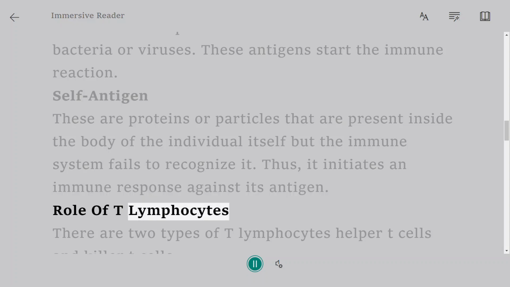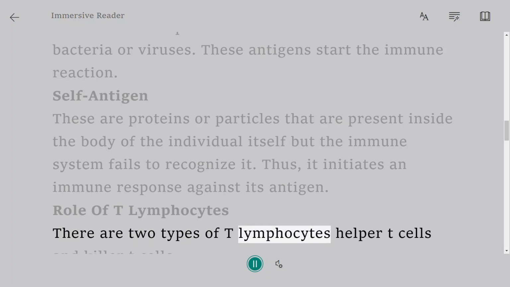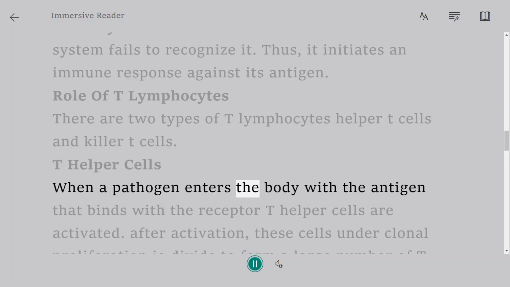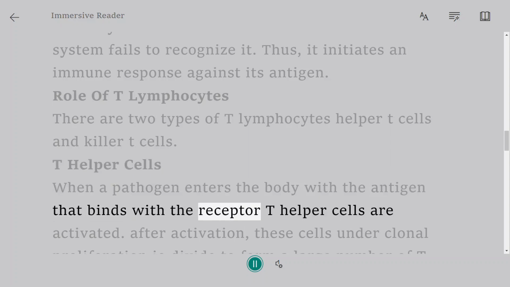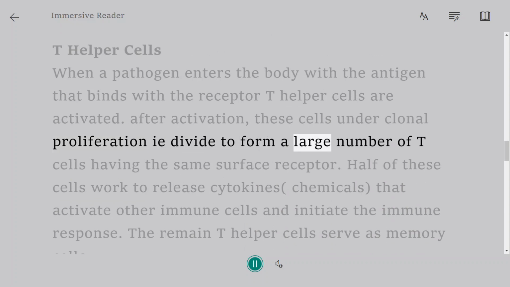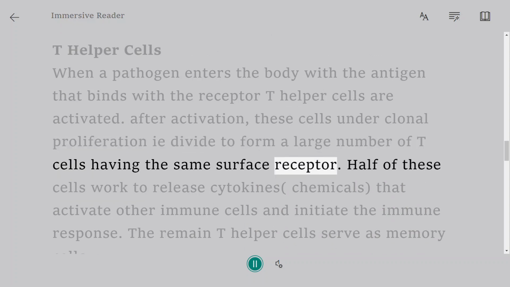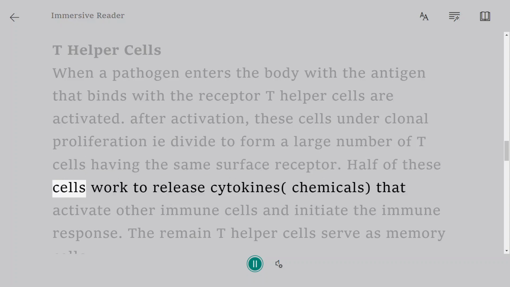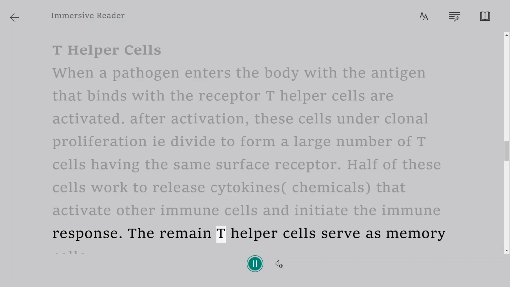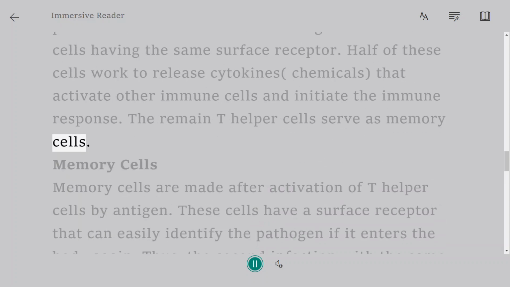Role of T lymphocytes. There are two types of T lymphocytes: helper T cells and killer T cells. T helper cells. When a pathogen enters the body with an antigen that binds with the receptor, T helper cells are activated. After activation, these cells undergo clonal proliferation, i.e., divide to form a large number of T cells having the same surface receptor. Half of these cells work to release cytokines, chemicals that activate other immune cells and initiate the immune response. The remaining T helper cells serve as memory cells.